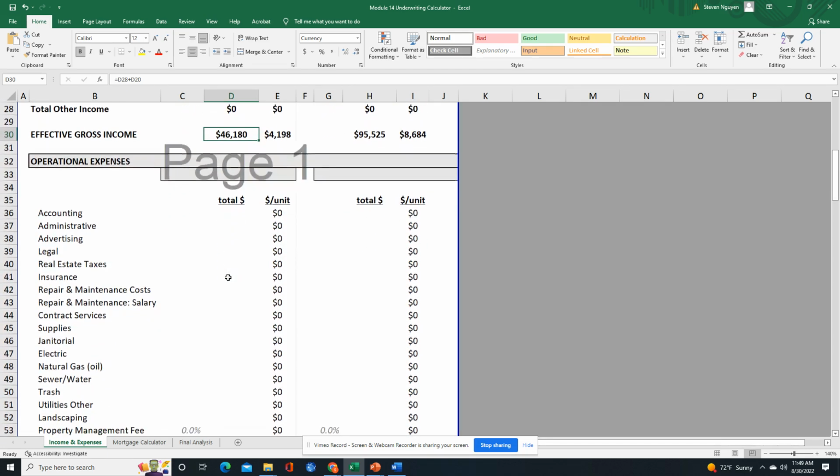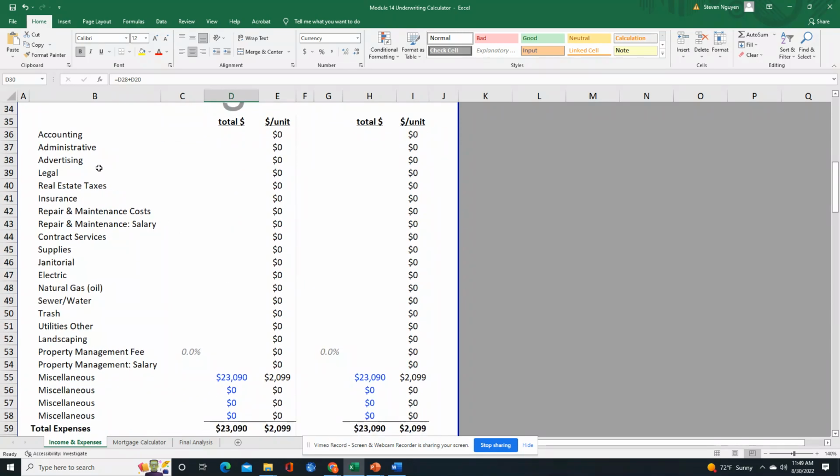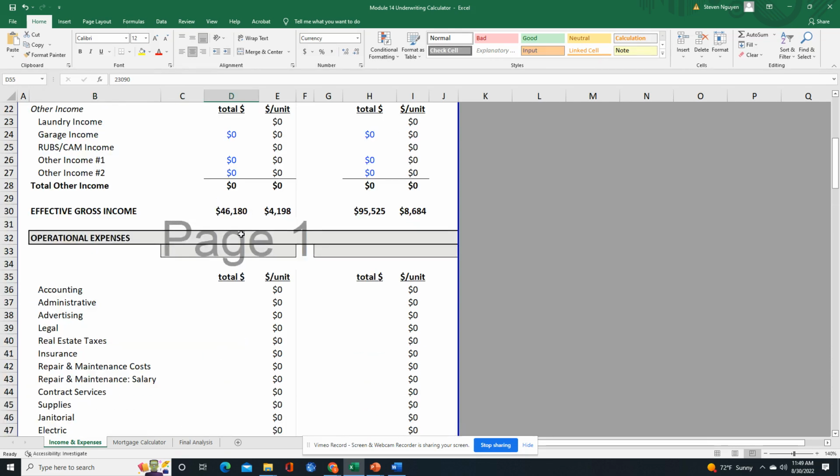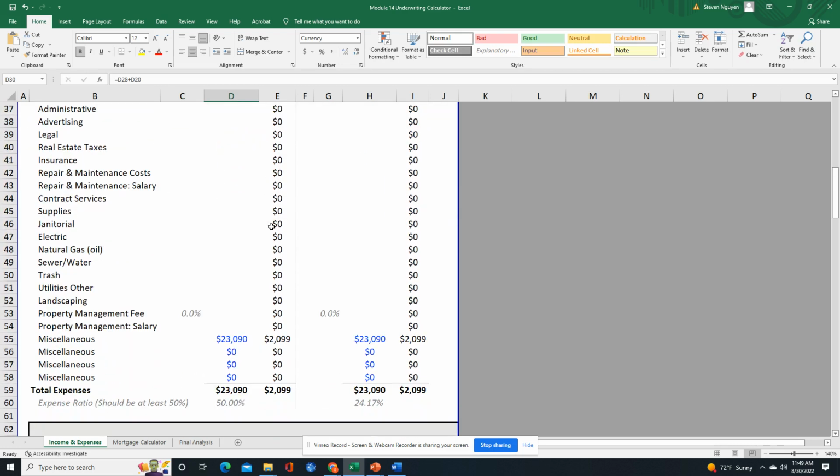And then for operational expenses, you can break it down. There's a lot here: accounting, administrative, advertising, real estate taxes, insurance. Remember, your insurance will always be higher than their insurance. And any repairs, electric, gas, sewer, water, trash, utilities, landscaping, property management fee. You can put in a percentage here. For me, I always just do 50%, to be honest, and I put it here: expense ratio should at least be 50%. I'm lazy, so I take my effective gross income and just cut it in half, and it calculates it for you.